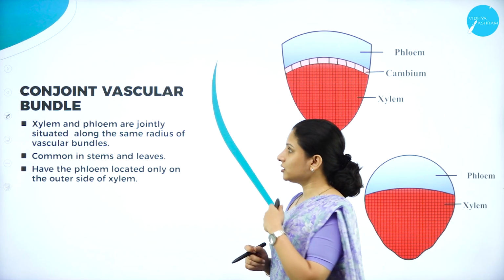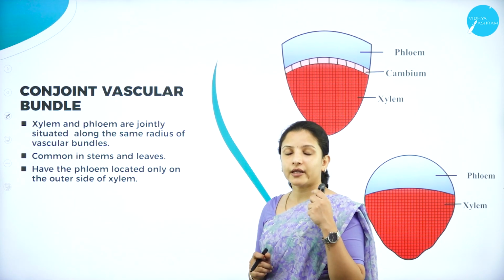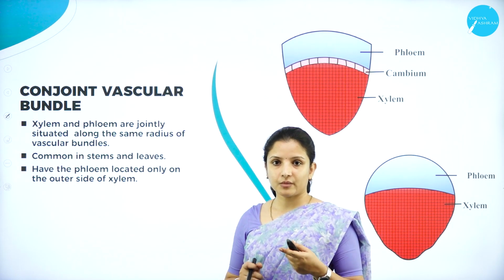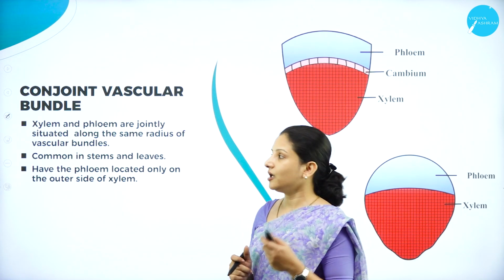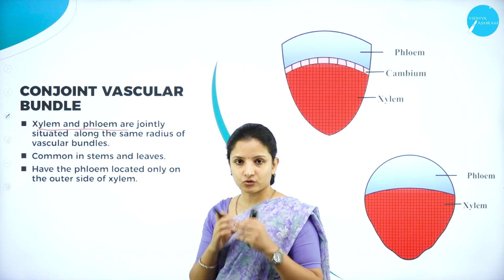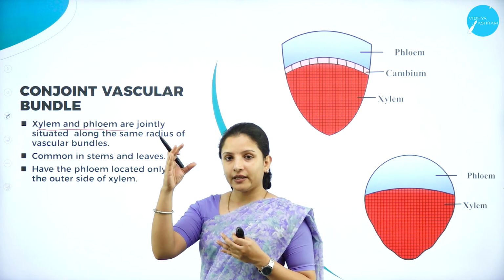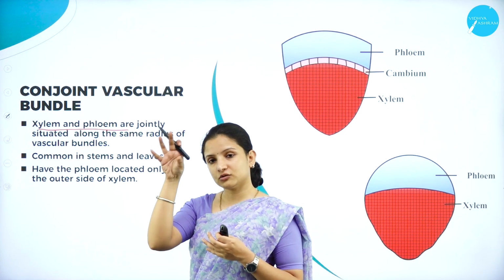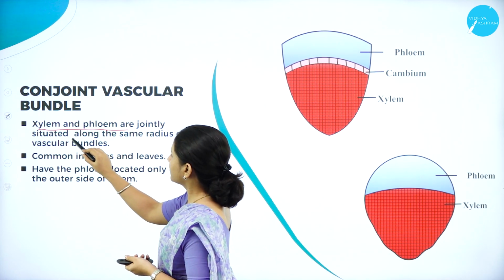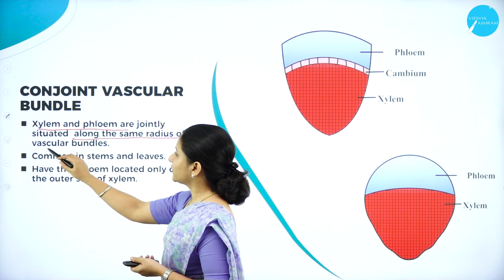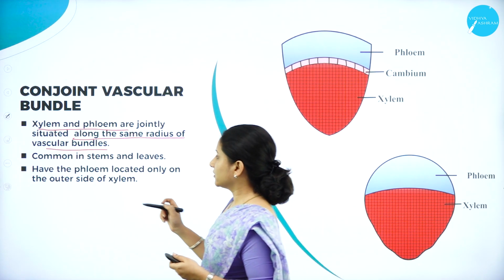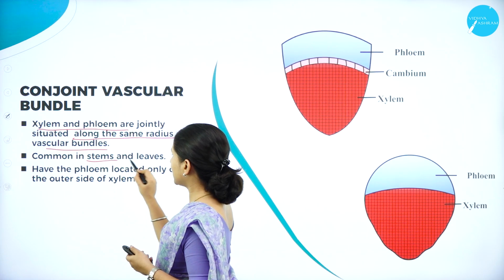So next, moving on to the conjoined vascular bundle. The conjoined vascular bundle is of two kinds: the open conjoined vascular bundle and the closed conjoined vascular bundle. So the xylem and phloem here are situated together. That is, one layer or 2 or 3 layers is of phloem and the other 2-3 layers are of xylem. But what happens here? They are situated along the same radius of the vascular bundle. That is nothing but the conjoined vascular bundle, and they are very common in stems and leaves.